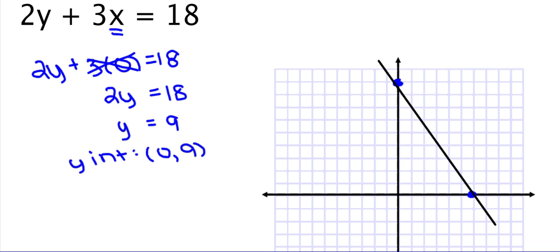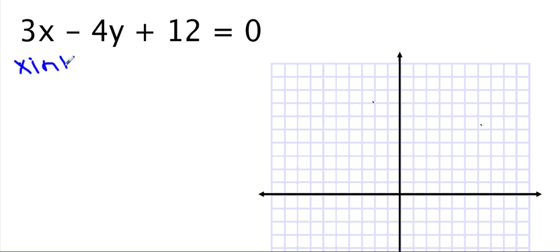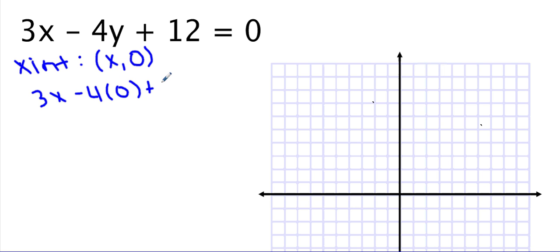Let's try another example. For my next example, I have the function 3x minus 4y plus 12 equals 0. First, we're going to begin by finding our x-intercept. Keeping in mind again that for our x-intercept, we should get some numerical value for x, but the y value of that ordered pair will remain a 0. Therefore, in the equation that I've been given, I'm going to substitute 0 in for my y value.